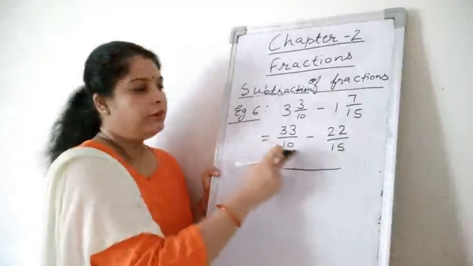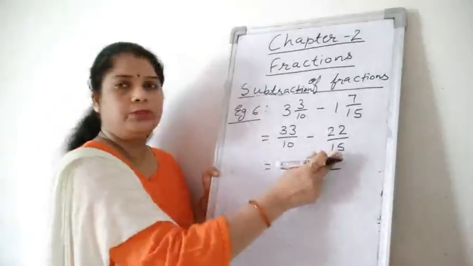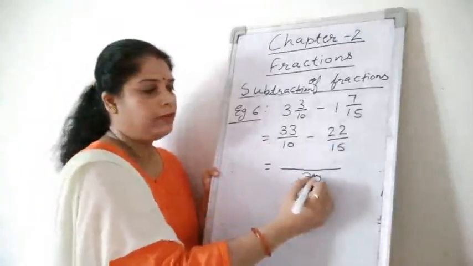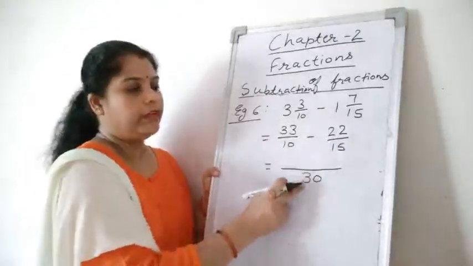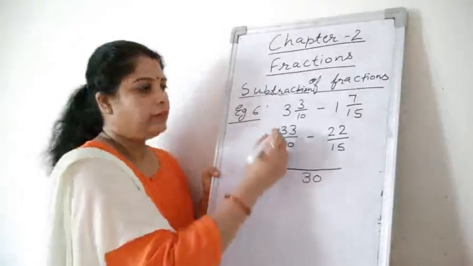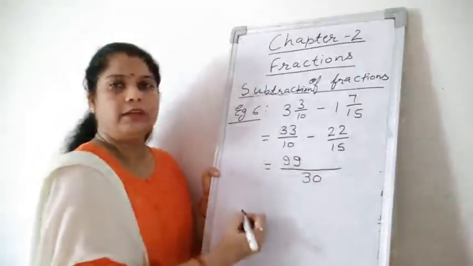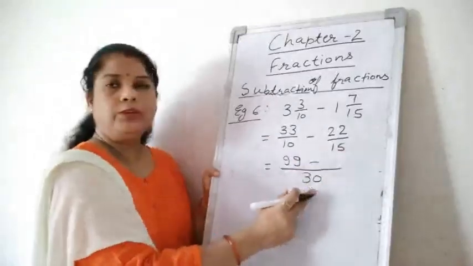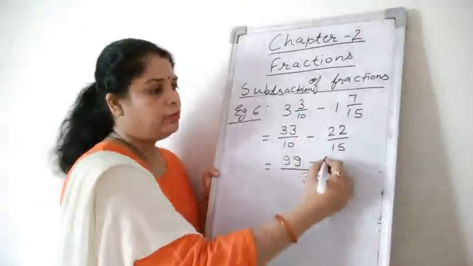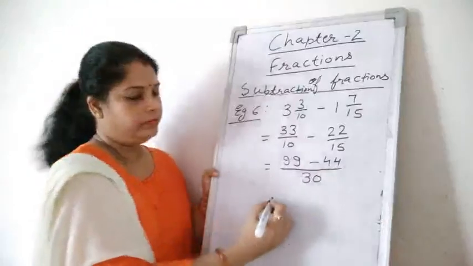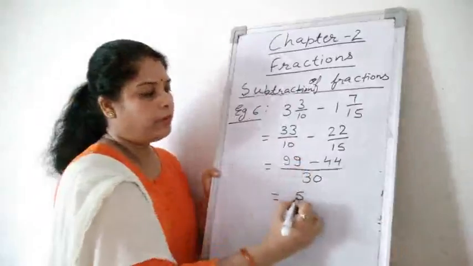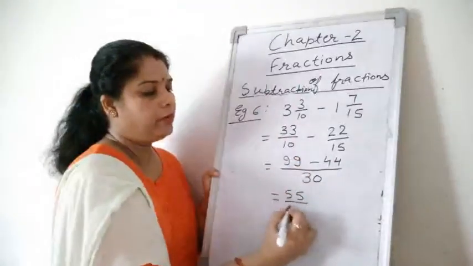15 1s are 15, not divisible by 10. 15 2s are 30, divisible by 10 also and by 15 also. The LCM will be 30. 10 3s are 30 and 3 will be multiplied by 33. 33 into 3 will be 99 minus 15 2s are 30 and 2 will be multiplied by 22. 22 into 2 is 44. Now 99 minus 44, 9 minus 4, 5, 9 minus 4, 5, so 5/30.